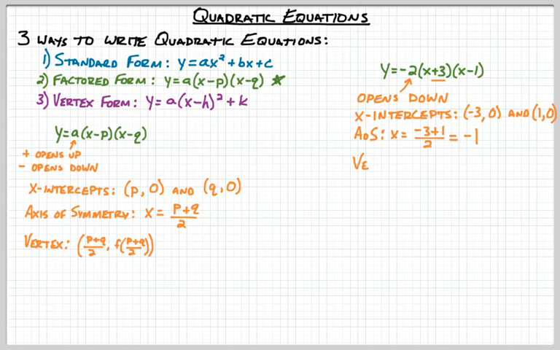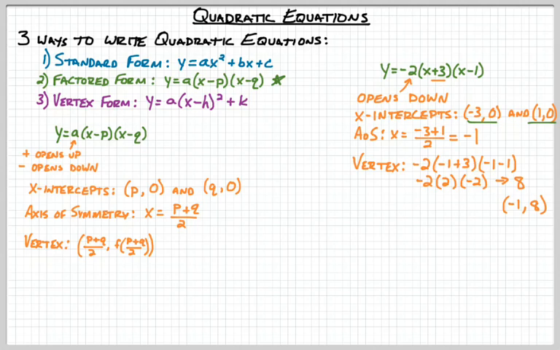Our vertex, we're going to plug -1 back into the equation, so we get -2 times -1 plus 3 times -1 minus 1, and that gives us -2 times 2 times -2, so we get a positive 8. So our vertex is going to be -1, 8. All right, so let's graph this thing.